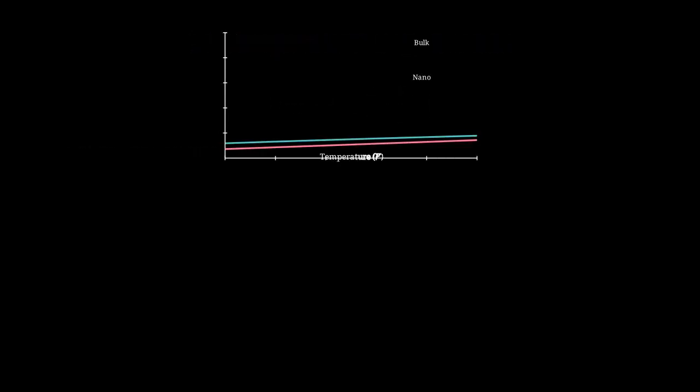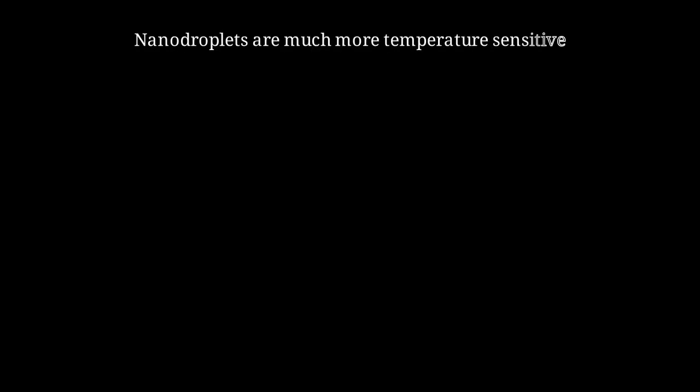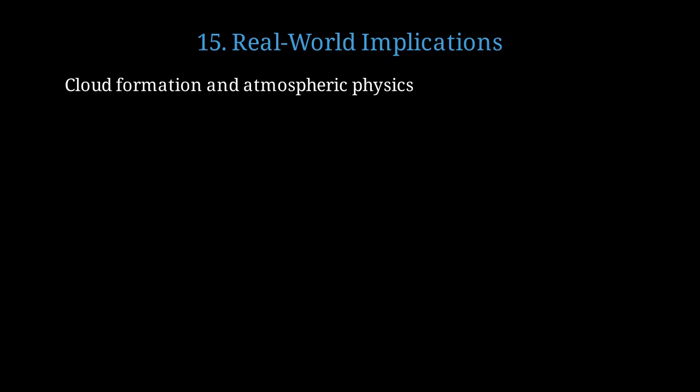This graph shows evaporation rate versus temperature. The nanodroplet curve shows much stronger temperature dependence. Nanodroplets are exponentially more sensitive to temperature than bulk water. This paradox has important implications for many real-world phenomena. It affects cloud formation, as tiny water droplets in clouds exhibit this behavior.